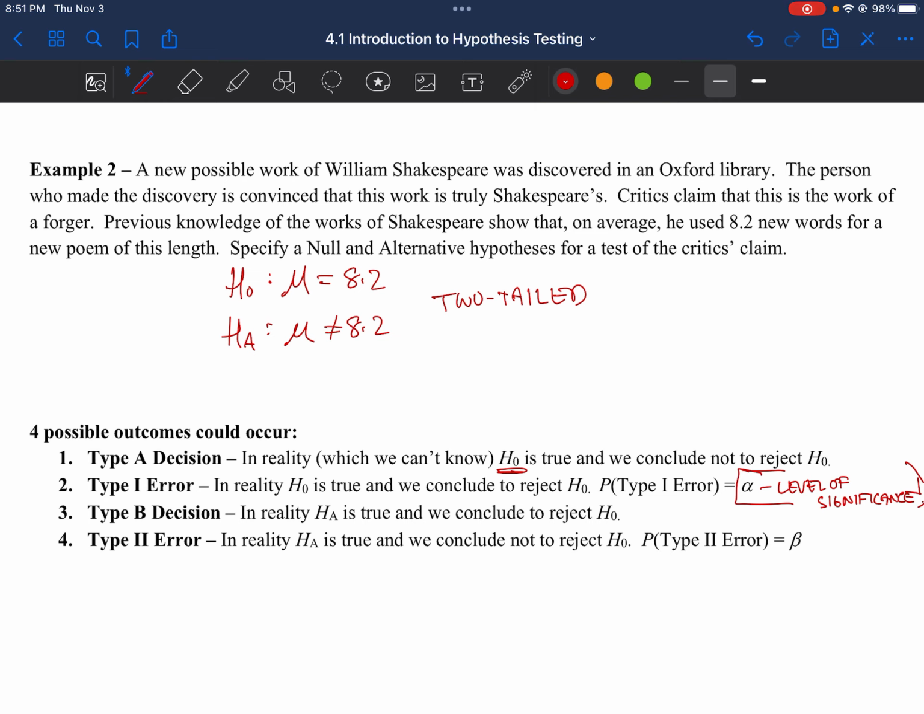Okay? So this is the case where somebody was actually innocent and we convicted them of a crime. That's not great. A type B decision is that the alternative hypothesis is true and we concluded to reject the null hypothesis. So this is somebody was actually guilty and we said they're guilty. So that's also a good situation. A type 2 error is that somebody is guilty, but we say, no, we're going to stick with the null hypothesis and say that they're innocent.